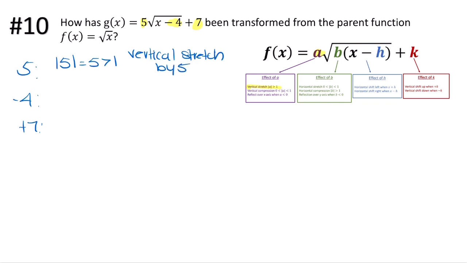Now for that -4. Okay, so we have a whole x minus 4 situation here, right? That's like an x minus h situation, which tells us that it's a shift right. So this is going to be a shift right 4. And finally, we have this plus 7 that's hanging out on the outside. Anything hanging out on the outside is going to be that plus k. And remember, that tells us that it goes up. So that plus 7 is going to be a shift up 7.